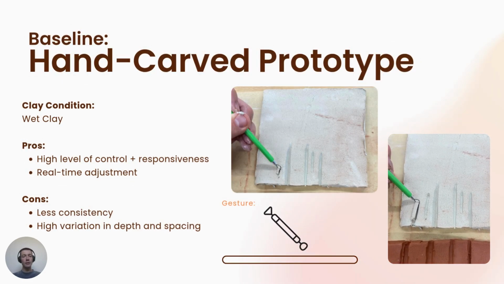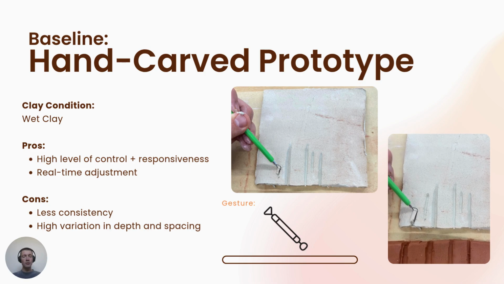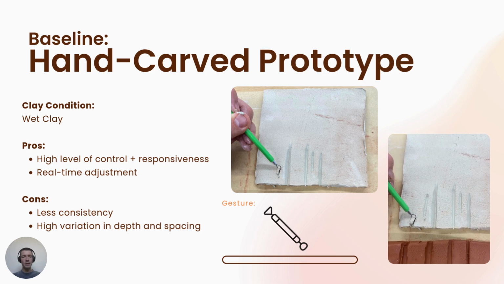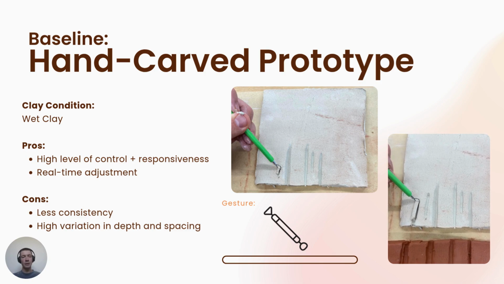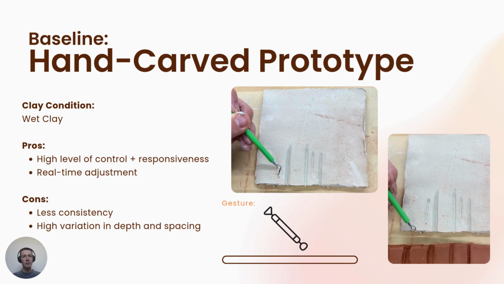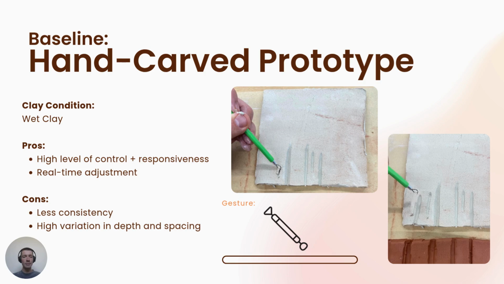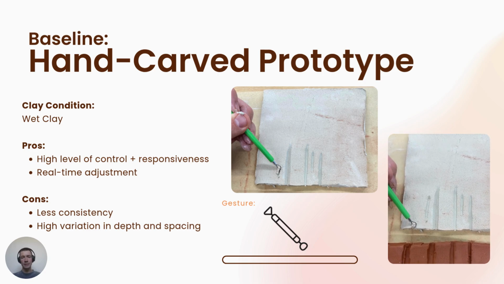The hand-carved prototype acted as a baseline for this project. This was completed using wet clay, which allowed for a high level of control and responsiveness. One of the main advantages of this method was the ability to make real-time adjustments based on how the material behaved. However, the results showed less consistency, with noticeable variation in carving depth and spacing due to the manual process. This highlighted both the strengths and limitations of hand-based carving.